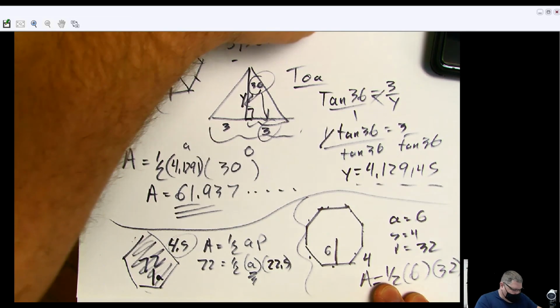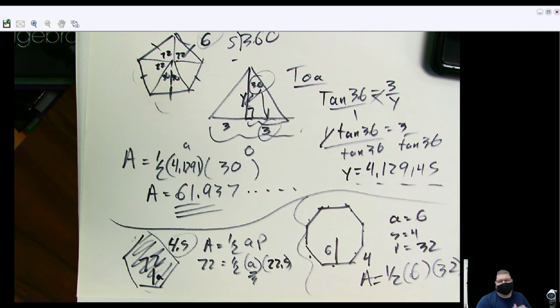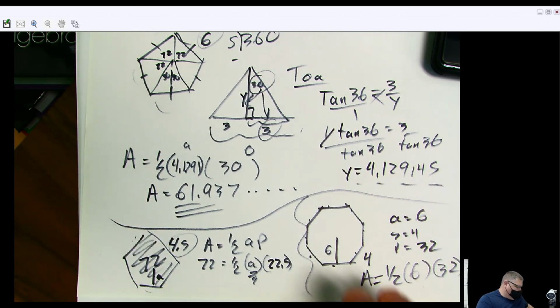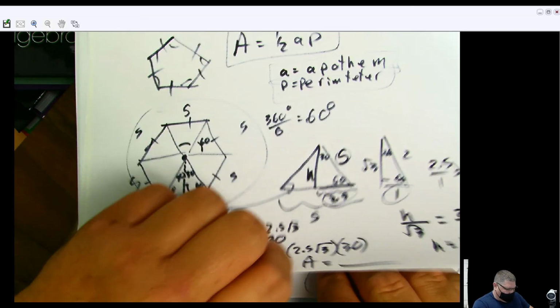So it's a fairly basic formula, but sometimes to find the apothem, you're going to have to use special triangles, or you're going to have to use trigonometry. So all that stuff that we've used comes right back into play.